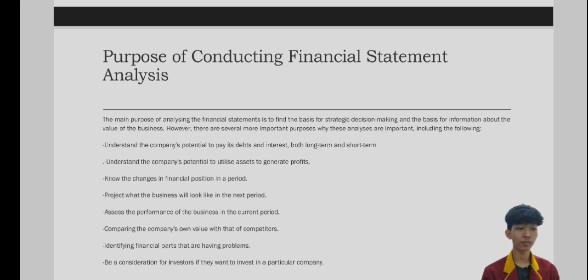And next, comparing the company's value with the competitor. Next, identifying financial parts that are having problems. And next, be a consideration for investors if they want to invest in a particular company.